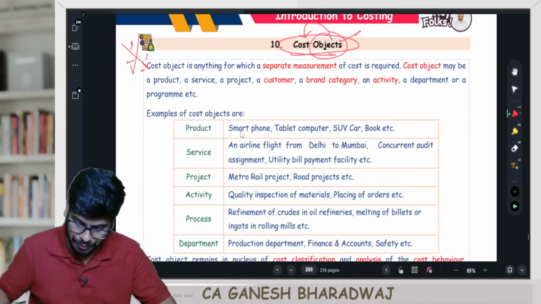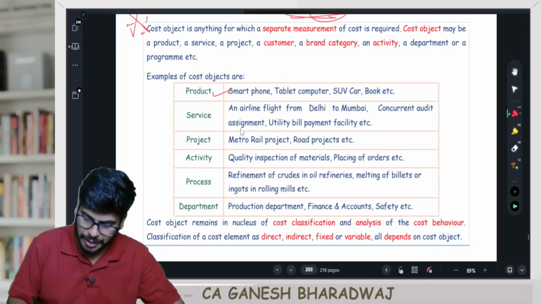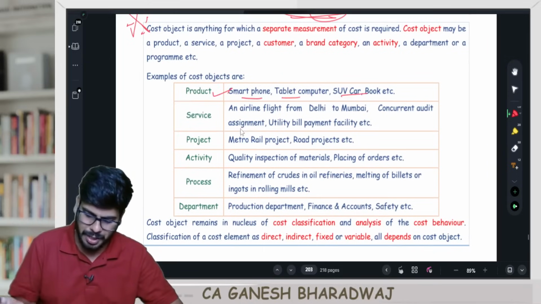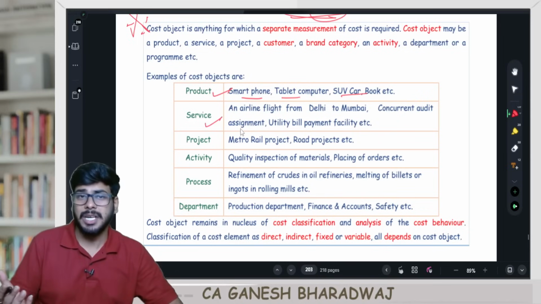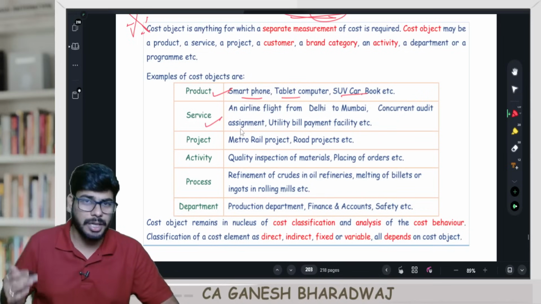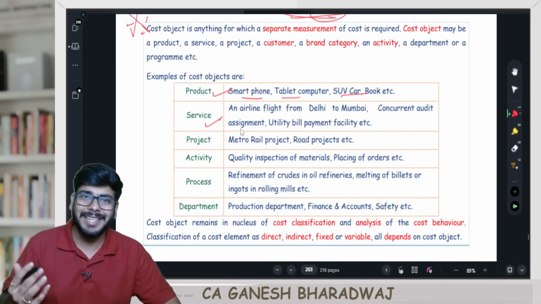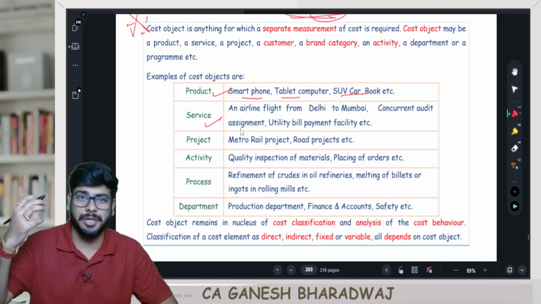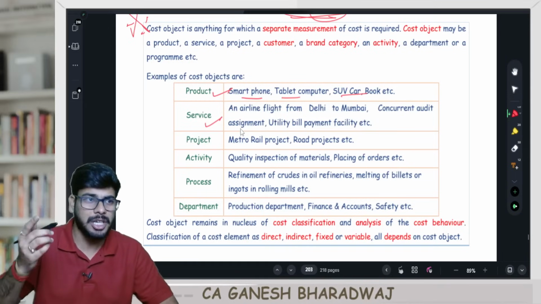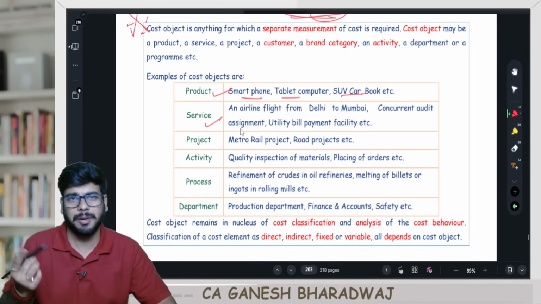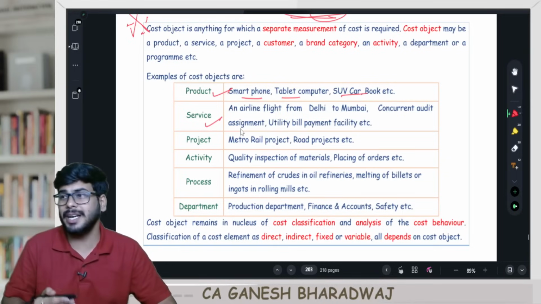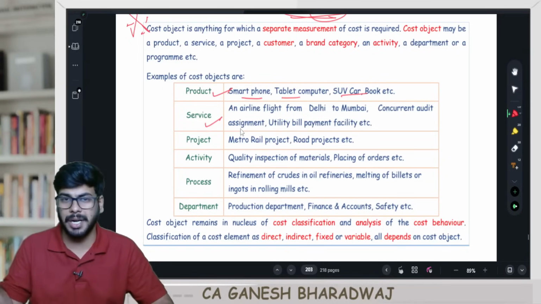Now, look at this. Examples of cost objects. It could be a product: smartphone, tablet, computer, SUV car, whatever it is. It could be a service, right? In case of a hotel, you have what? Per room day, correct? In case of passenger transportation, per passenger per kilometer, guys, correct? In case of hospitals, per bed per day, right?